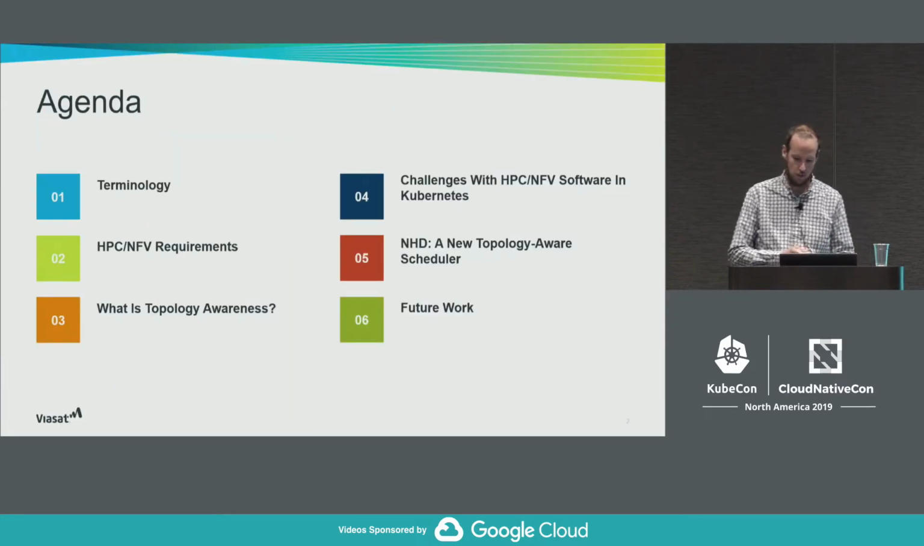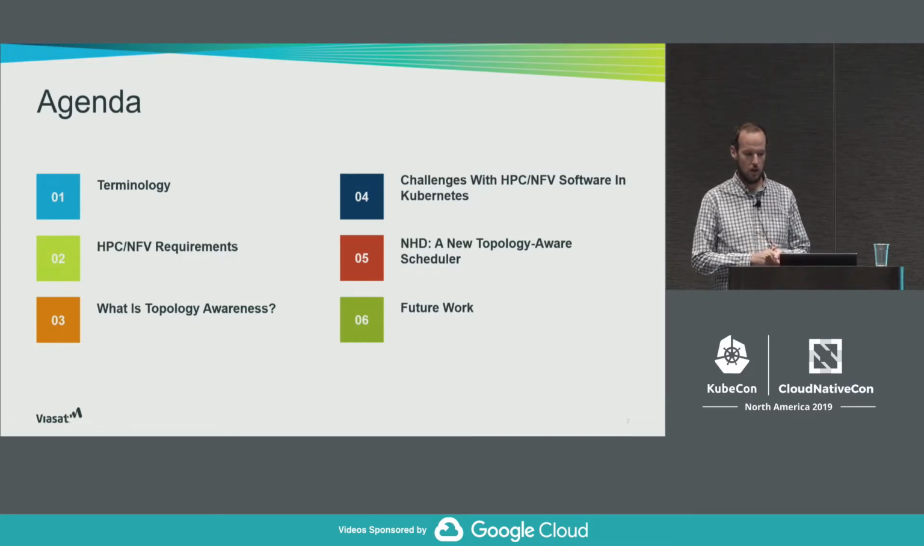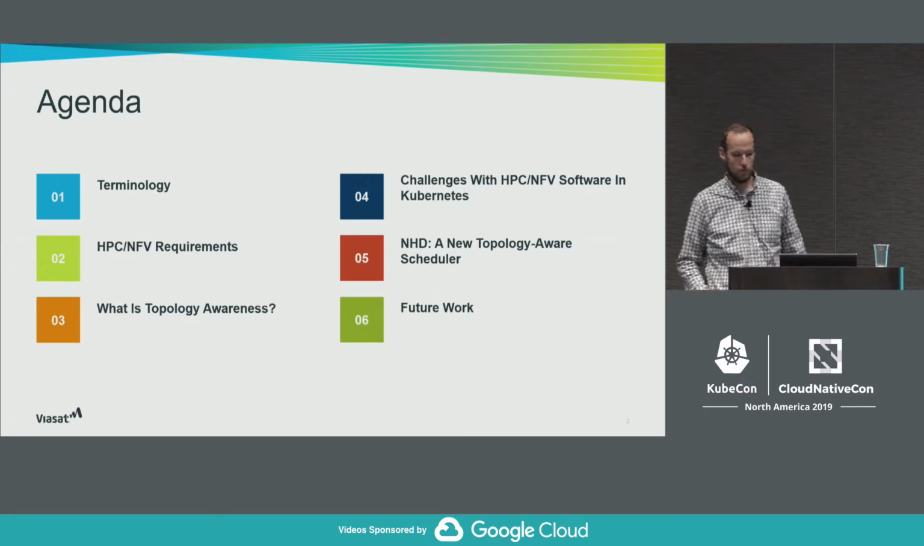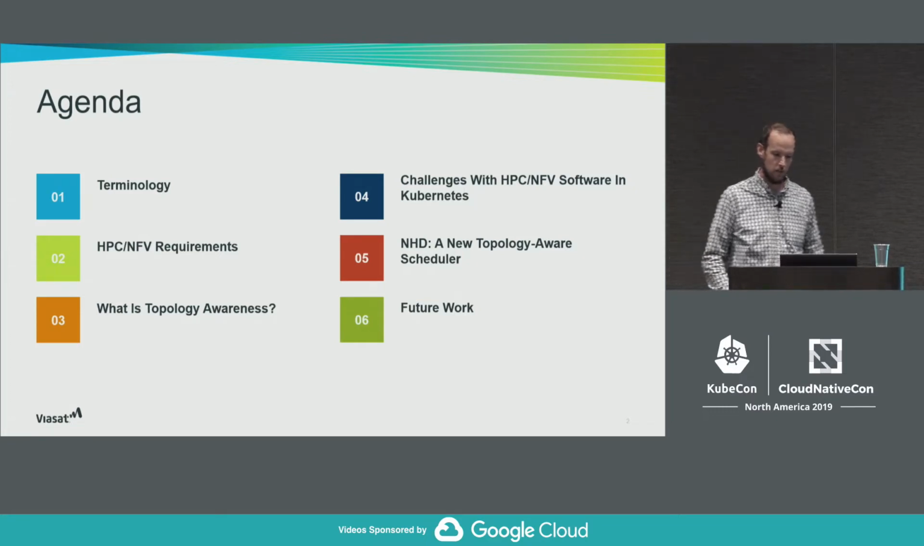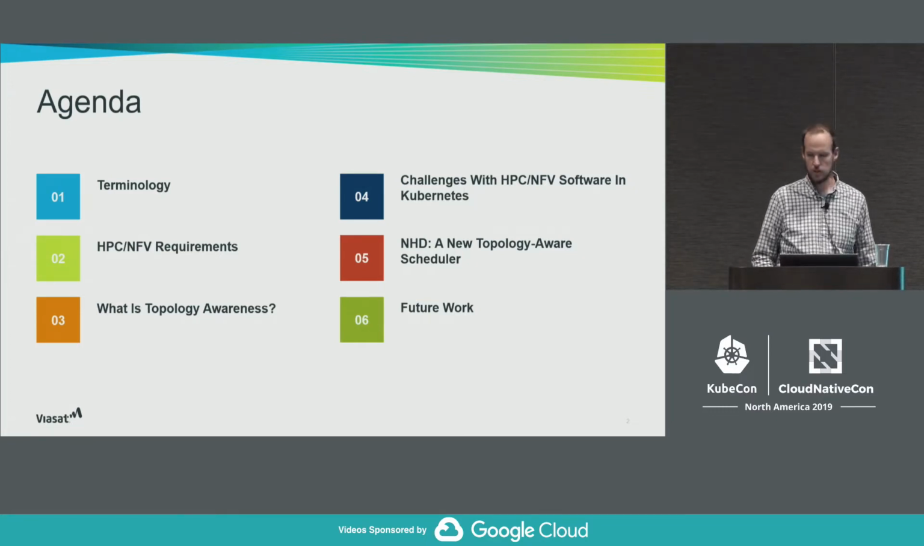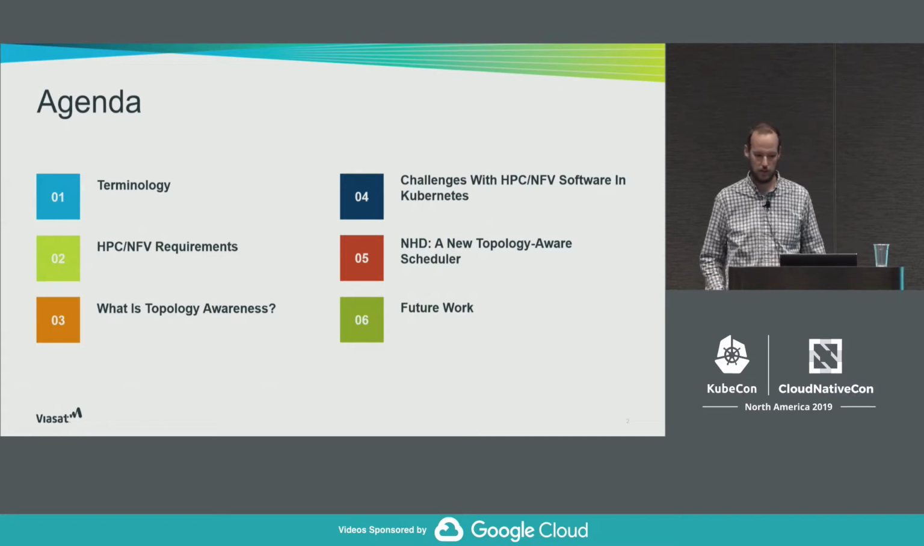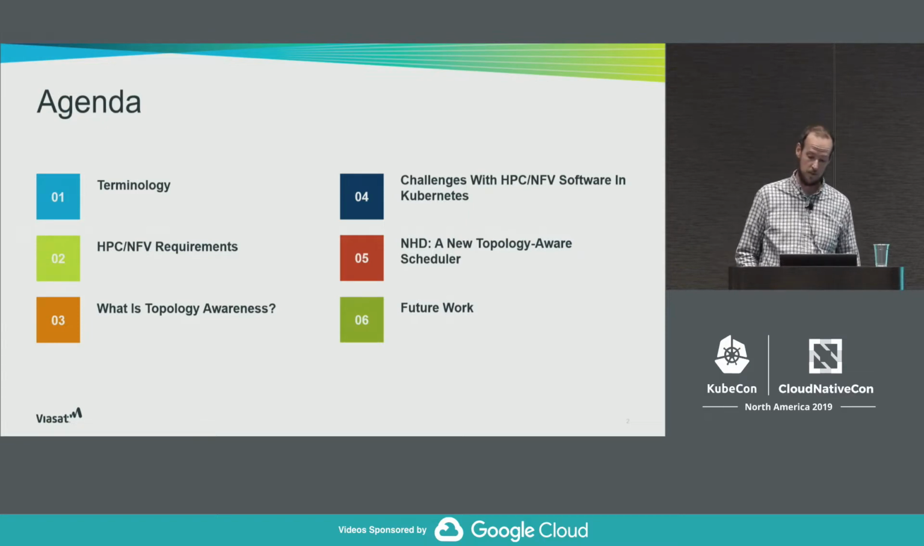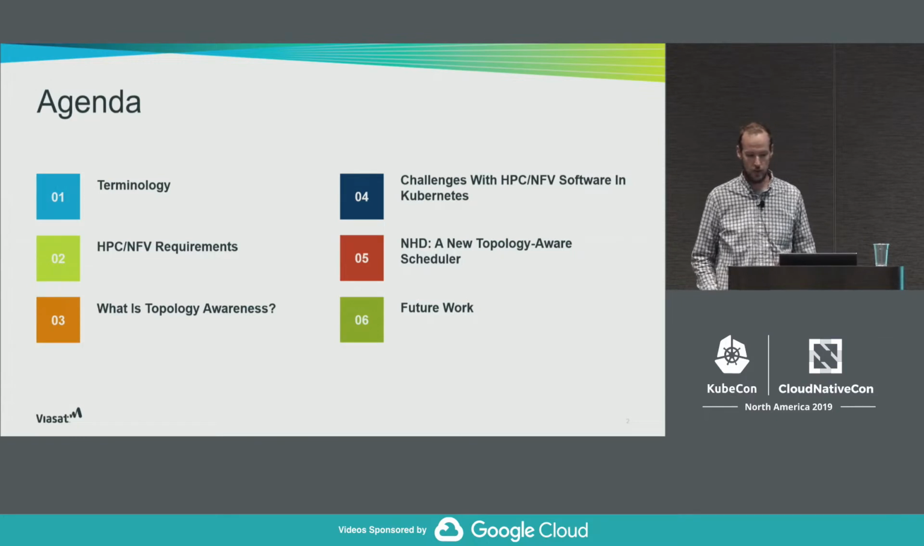So on the agenda today, we're going to go over some terminology that we're going to be using throughout the presentation. And then what are the requirements for HPC and NFV applications? What does it mean to be topology aware as a scheduler? Some of the challenges that we hit when developing this type of software when we deployed it in Kubernetes. And then we'll introduce our new scheduler and some of the future work that we're looking at doing on it.